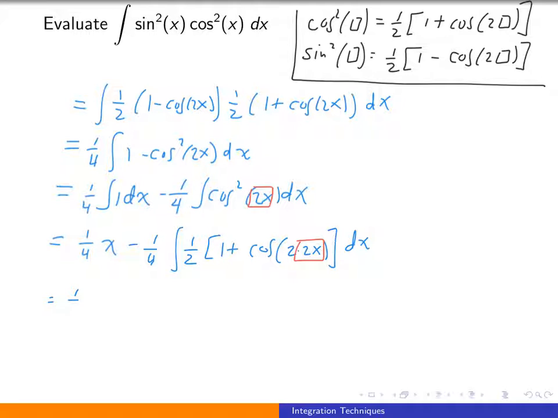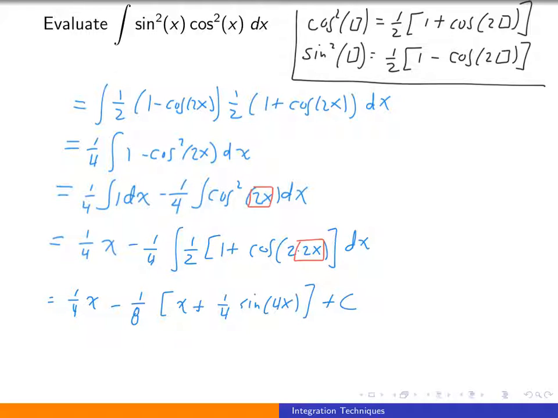The 1/4 x comes on down. 1/4 times 1/2 is 1/8. And now we can antidifferentiate term by term. The antiderivative of 1 is x, and the antiderivative of cosine 4x is 1/4 sine 4x plus c.